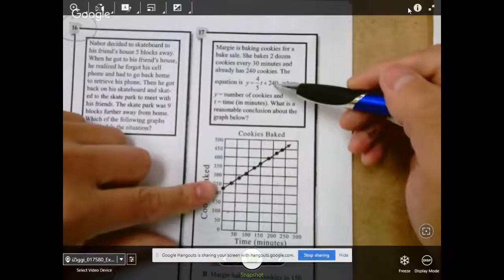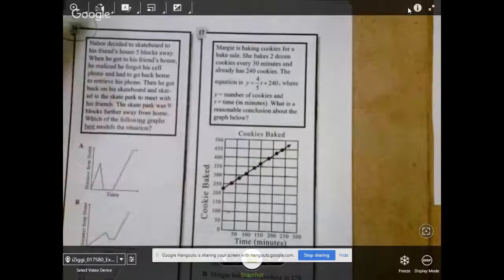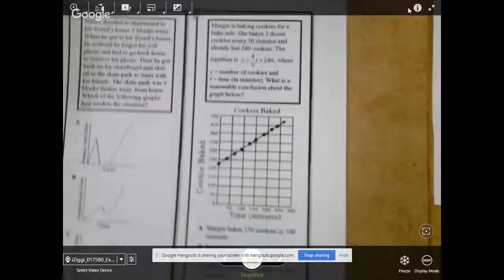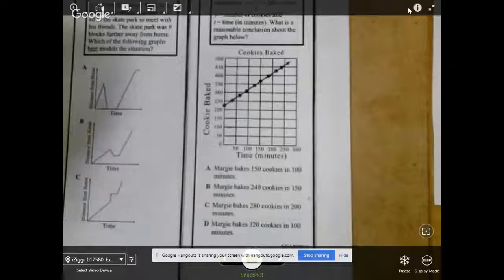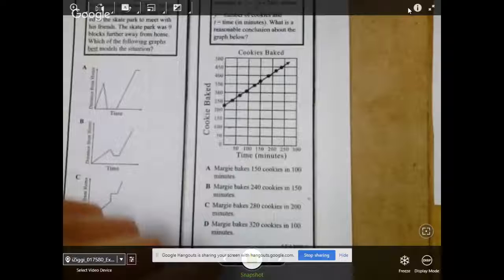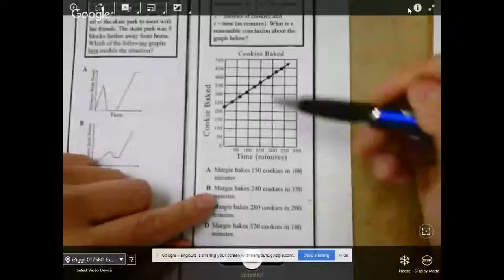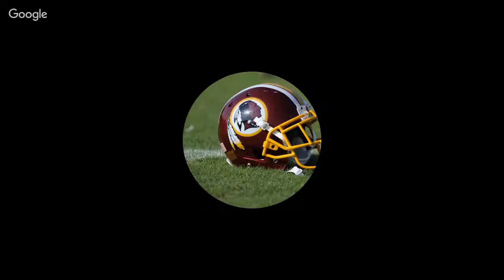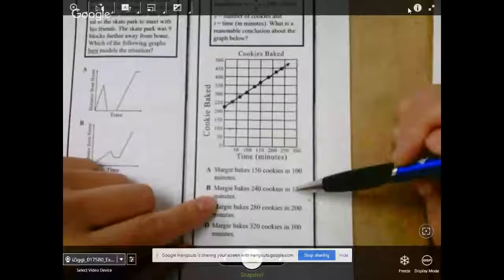So if you look down here, let's see which statement is true. 100 cookies in 100 minutes. Let's see, 150 cookies, 100 minutes. 150 is not anywhere on here. She started off with 240 cookies. So at 240 cookies, she's not even 50 minutes yet. Well, let's do it the other way. Let's do 150 minutes. At 150 minutes, she has more than 350 cookies. So she definitely has 240.